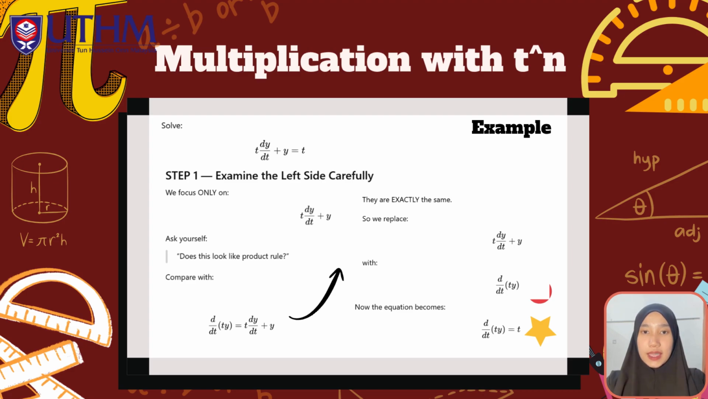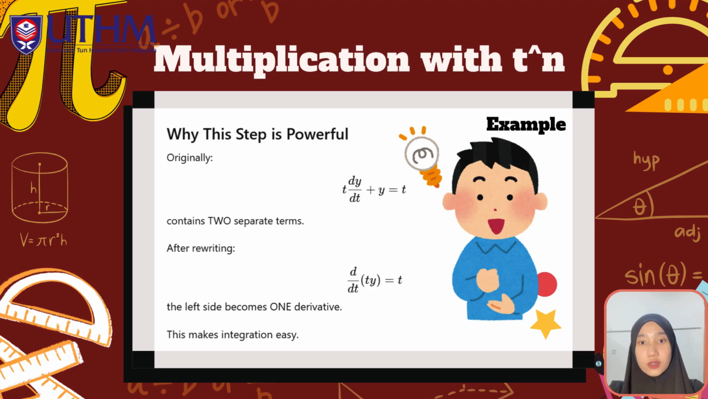Sometimes we see an equation like t times dy over dt plus y equals t. At first, it looks complicated because it has a derivative term, a y term, and a t multiplier. But if we compare carefully, we will notice something important. t times dy over dt plus y is actually the same as d over dt of ty. So, instead of solving a messy equation, we rewrite it into a single derivative.